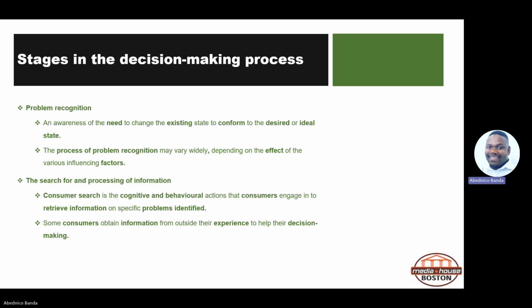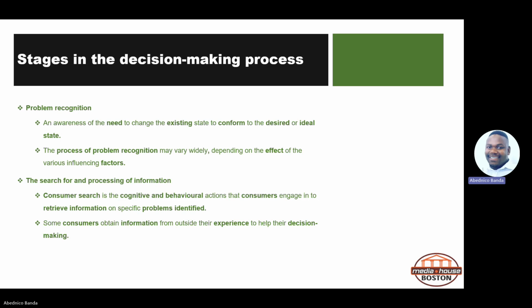So these are then the stages in the decision-making process in detail. So we have got problem recognition. This is an awareness of the need to change the existing state to conform to the desired or ideal state. So once you realize that you are hungry, you know the desired state that you want to be. So you want to feel full. You want to eat. You want something to satisfy that hunger.